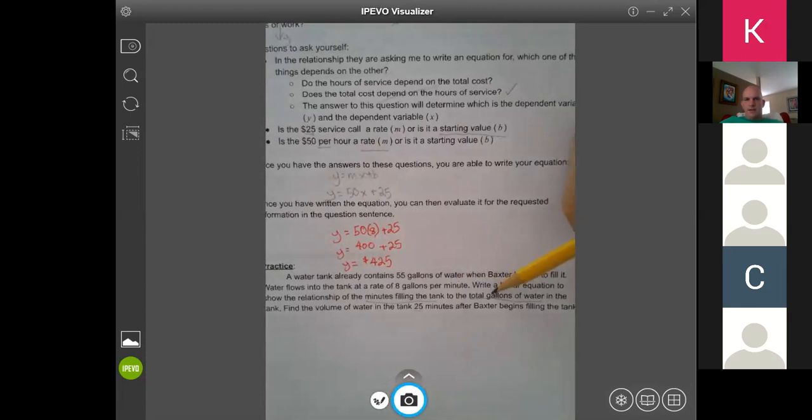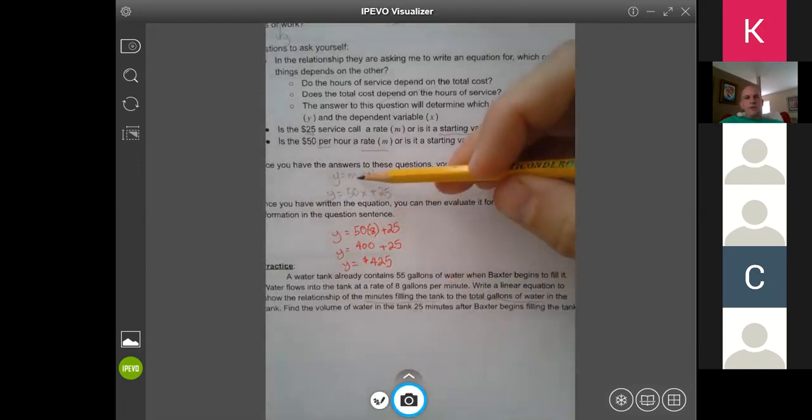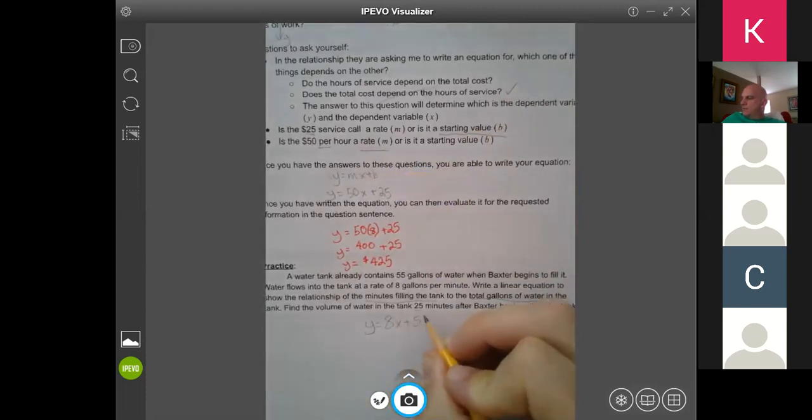Because it says per. Right, it says per minute, so that's going to be our X, because this is really 8 times the number of minutes. Per, each, or every means times in these situations. So 8 times X is what we would have in our mx plus b. So you guys are correct that this is y equals 8x plus 55.